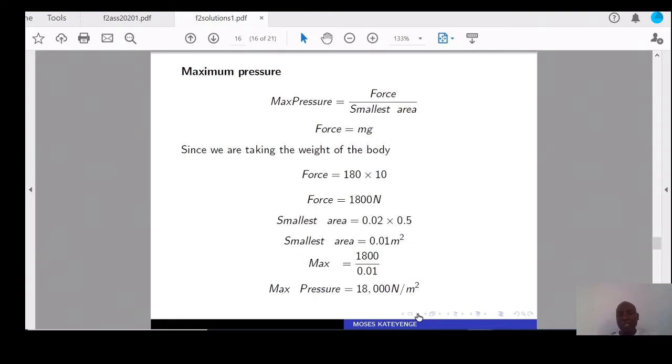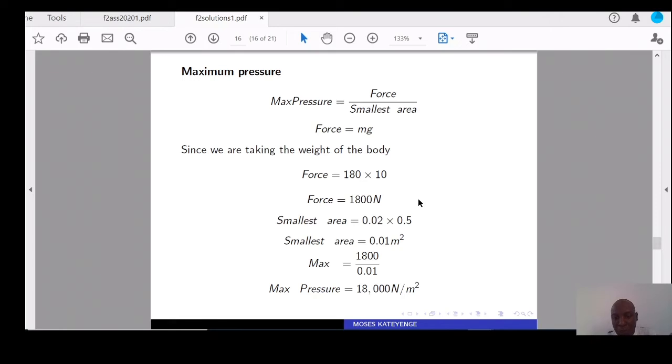Now, do I have the force? I don't have the force, but I have the mass of the body. And if I have the mass of the body, I can get the weight of the body, and weight of a body is a force. Therefore, force is equal to mass times acceleration due to gravity, from which I'm going to get my force as equal to 1,800 newtons.